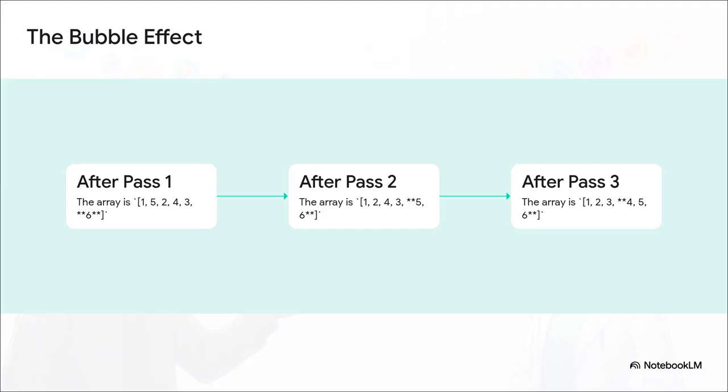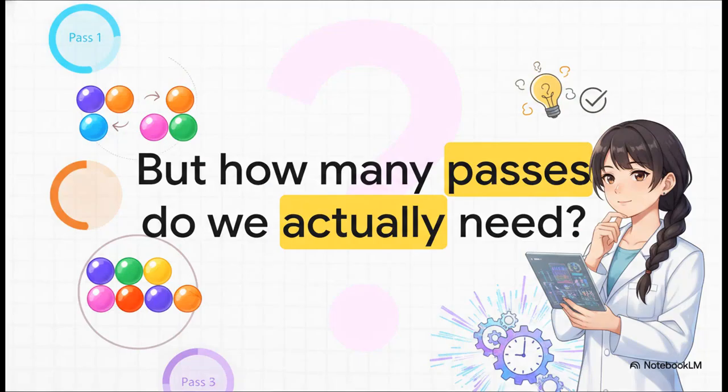And this effect just keeps building. After the second pass, the next largest number, 5, bubbles up right next to the 6. After the third pass, the 4 finds its spot. You can literally watch as the sorted section at the end of the list gets bigger and bigger with every single pass.